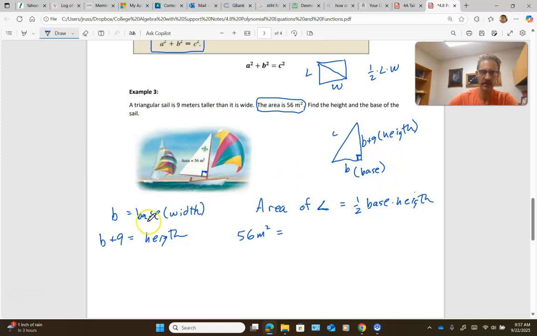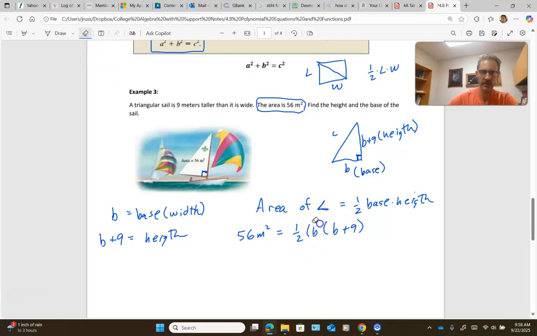So 56 square meters is equal to, and we know the base and the height of our triangle here, or at least we have those defined in terms of b. b is the base. And b plus 9 is the height, because it tells us that the cell is 9 meters taller than it is wide. So 1/2 times b, which is the base, times b plus 9, which is the height. And this is our equation right here. Now all we need to do is solve this equation.